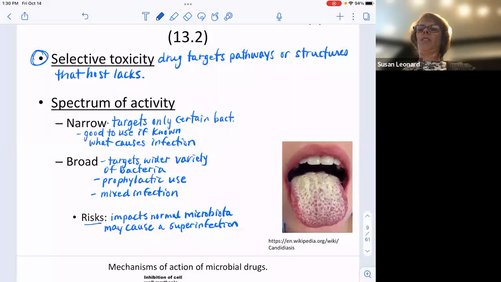Okay, so let me write that down. So that just means some species of normal microbiota allowed to proliferate.